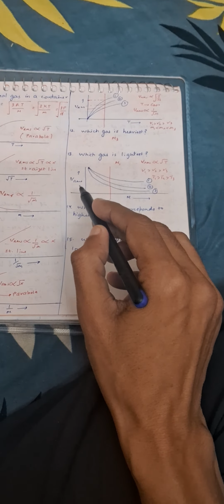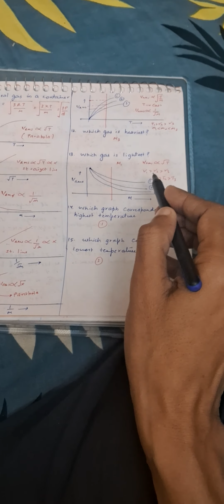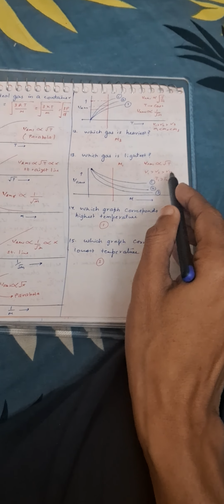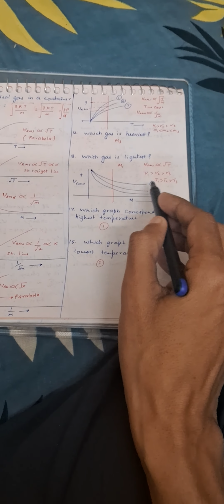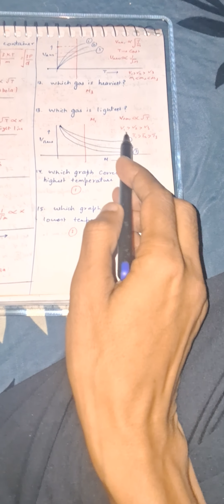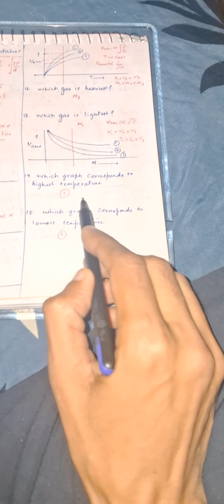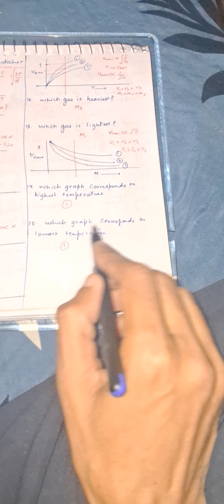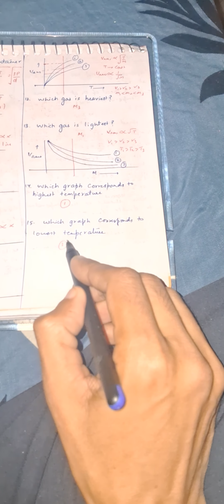Next, we are given a graph between VRMS and M. We can say that VRMS is proportional to root T, so corresponding to the greatest V, we have the greatest T. As we can see over here, the greatest V is V1, so the greatest temperature will be T1 greater than T2 greater than T3. That will be the order. Next, which graph corresponds to the highest temperature? It is the first graph. And which graph corresponds to the lowest temperature? It is the third graph.